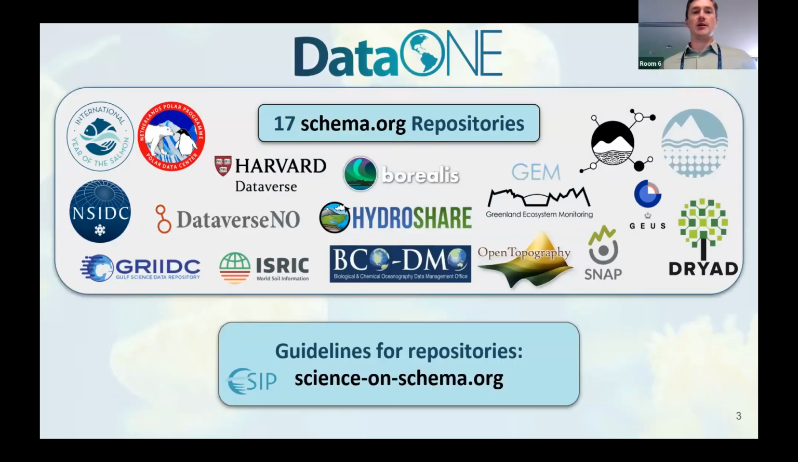So right now, Data One has 17 schema.org repositories, as seen here. We've been steadily growing since Data One adopted the SOSO rules, and a lot of repositories started going that route. The largest ones seen here are Dryad and Harvard Dataverse with several tens of thousands of data sets.